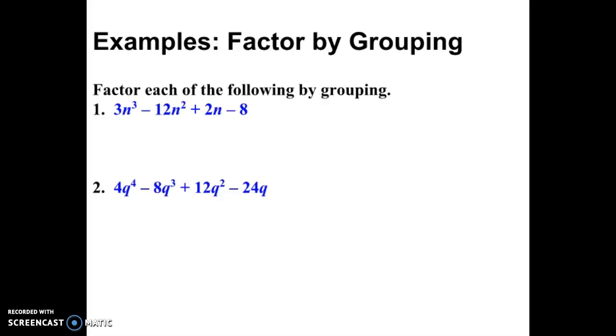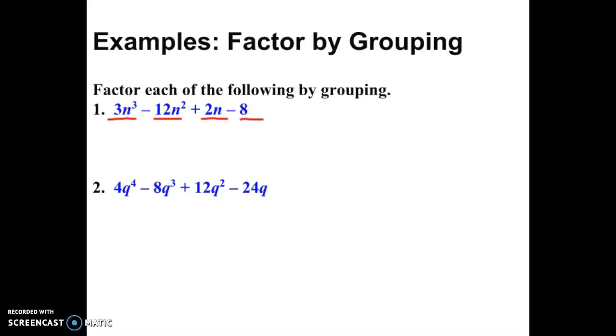Okay, these are my first 2 examples in the foldable on factoring by grouping. Remember, factoring is a way of writing a problem so it has multiplication in it. So you're rewriting a problem so it has multiplication. Just like yesterday, what we want to try to do originally in both of these problems is try to pull out the greatest common factor. So in number 1, what you'll notice is you have 4 terms. Okay, 1, 2, 3, 4.